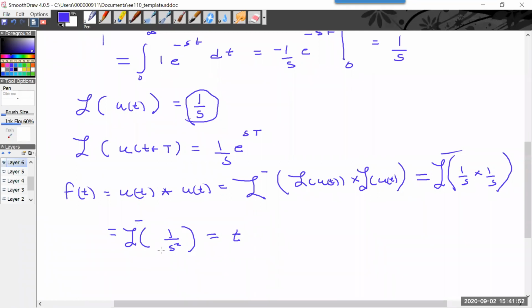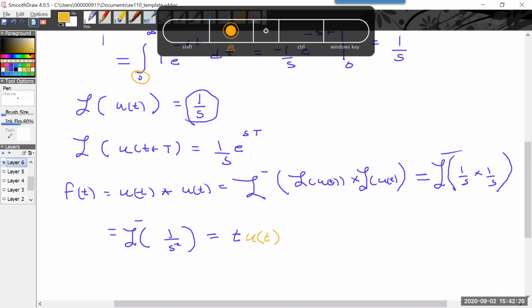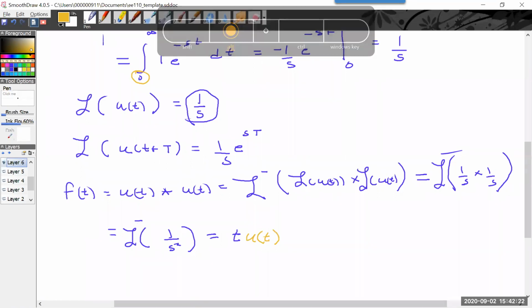Now, if you look at the table, 1 over s squared, the inverse Laplace transform of that is t. However, this whole thing started at 0. So you have to put the step function back or it won't work.